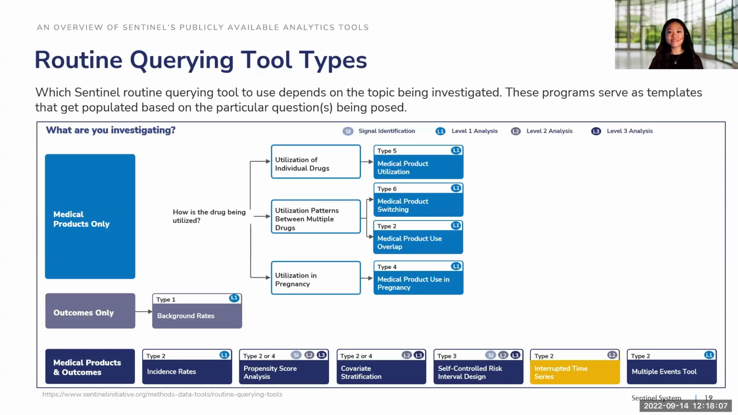This is a fact. Sentinel's routine querying tools answer questions about medical product use or outcomes according to 4 different levels of analyses: Level 1, Level 2, Level 3, and signal identification.